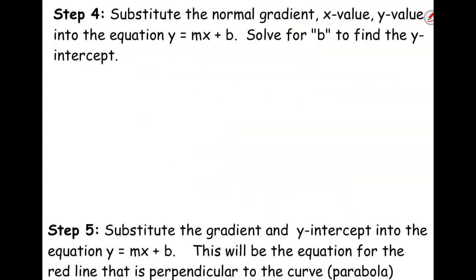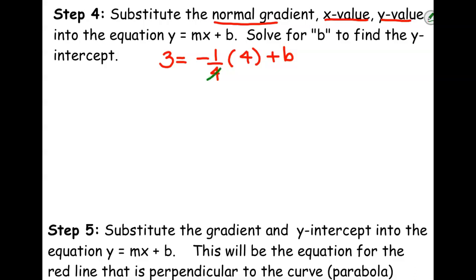All right, step 4, we're going to substitute the normal gradient, the x value, and the y value into our y equals mx plus b. And we're going to solve for b, which will be your y-intercept. So remember, our y value was 3. Our slope of our gradient is negative 1/4. Our x value was 4, and then our b is unknown. Our b is our y-intercept. So we're going to solve for b.